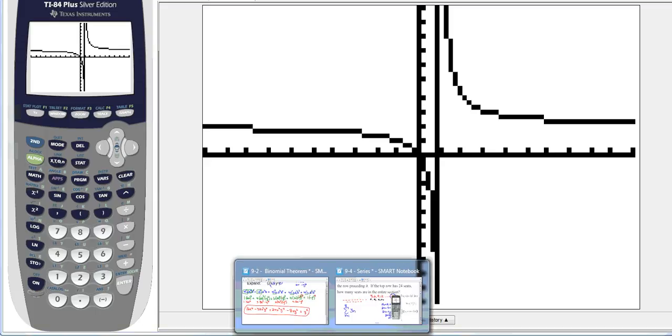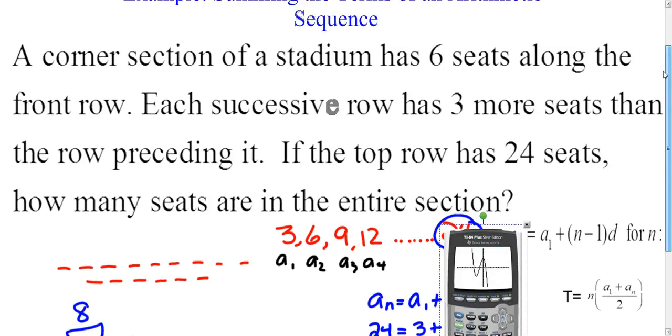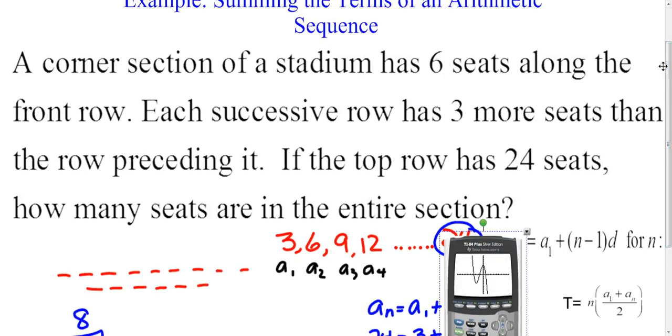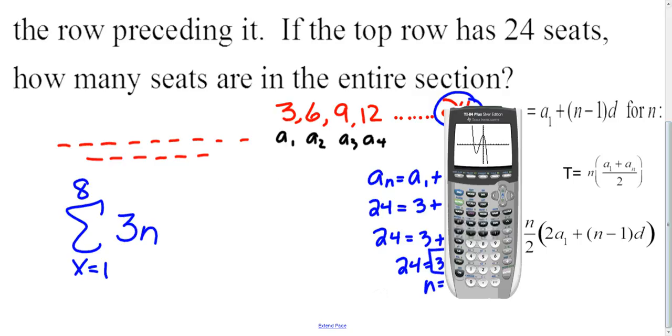You know what I'm just realizing? I messed this up because the first row has 6 seats in it. So we're just going to change this problem so I don't have to redo this all. We're just going to say the first row has 3 seats in it. I should have started at 6 and not 3. And every successive row has 3 more seats. So we're going to just pretend that that's how it is and that this is our formula.